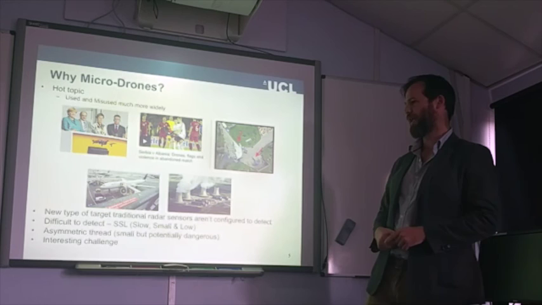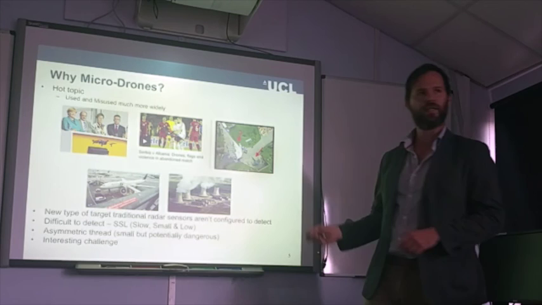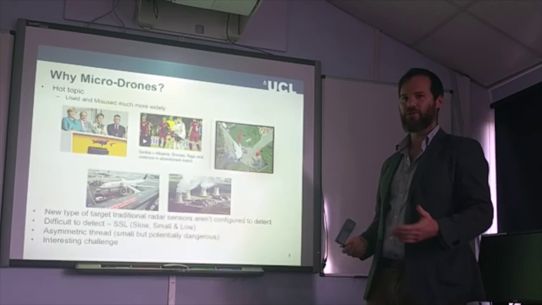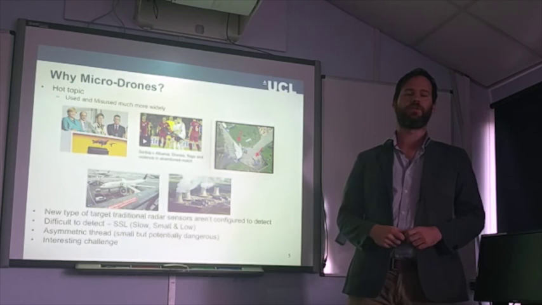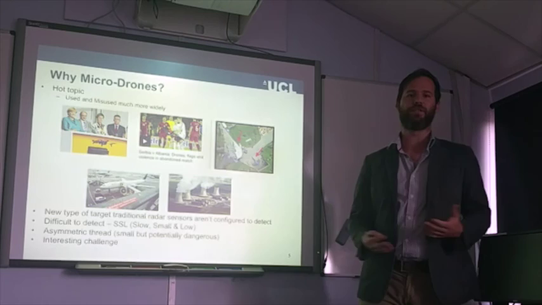They're difficult to detect, and I think they're classified as slow, small, and low in aviation terms, so that makes them a challenge. It's an asymmetric threat because they're small, but they do have the potential to do some damage, especially in terms of an air collision. And it's an interesting challenge from my perspective.